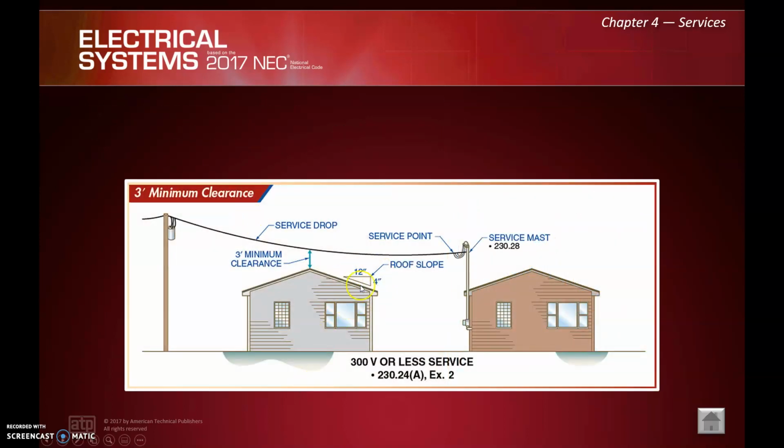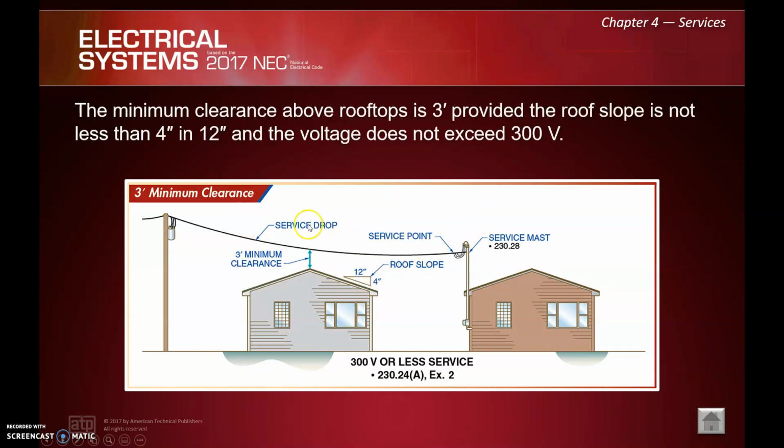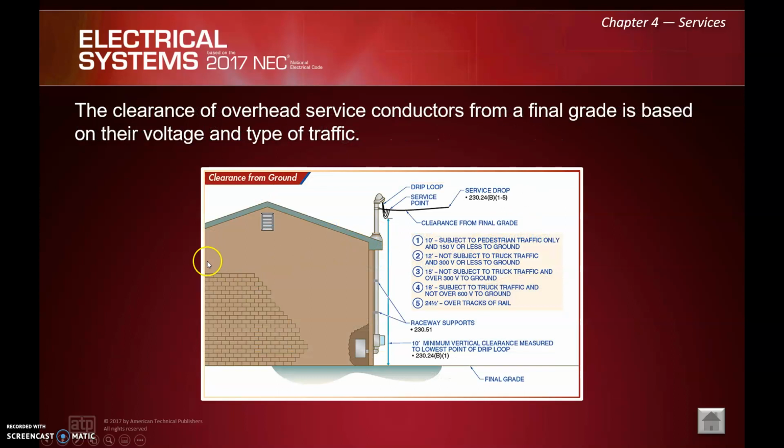Now, if we have a 12-4 pitch or a 4-in-12 pitch, that distance actually gets decreased back to our 3 foot. I guess they figure people aren't going to be out on that roof as commonly, right? So if it's a 4-inch in 12-inch pitch, 3 foot is all the clearance we need, right?